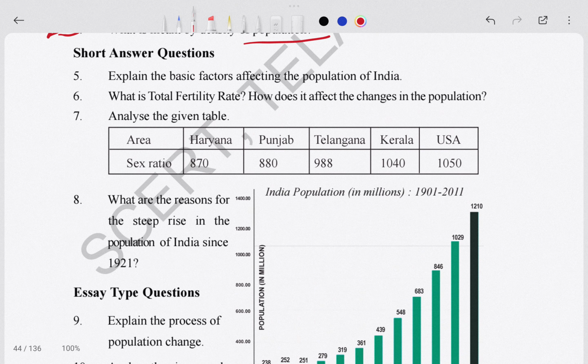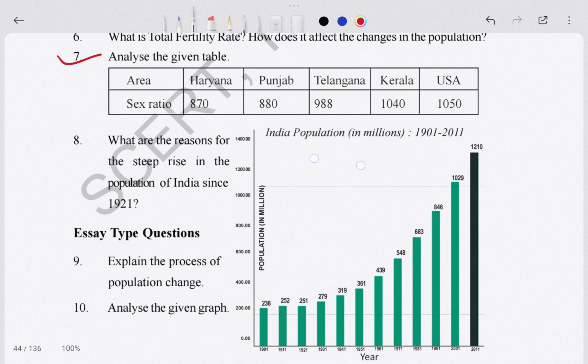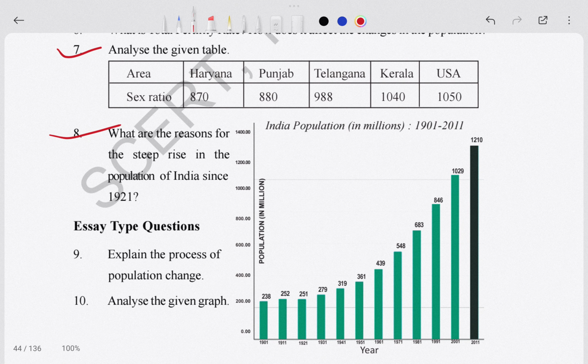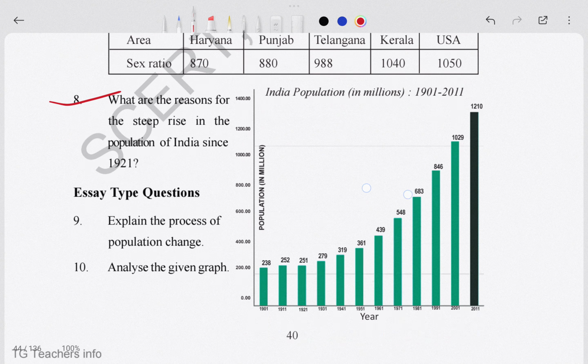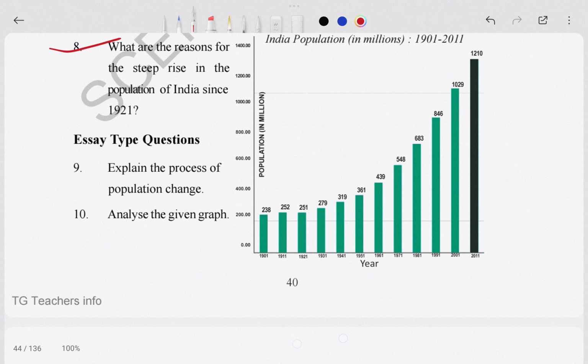Okay, now the next is: explain the basic factors affecting the population in India. So the fifth one is also important, and the seventh one is very important, and the eighth one, analyzing this board data, is important because a lot of the time you are asked that type of question. Okay, explain the process of population change, analyze the graphics. Okay, these are very important, you have to look them out.